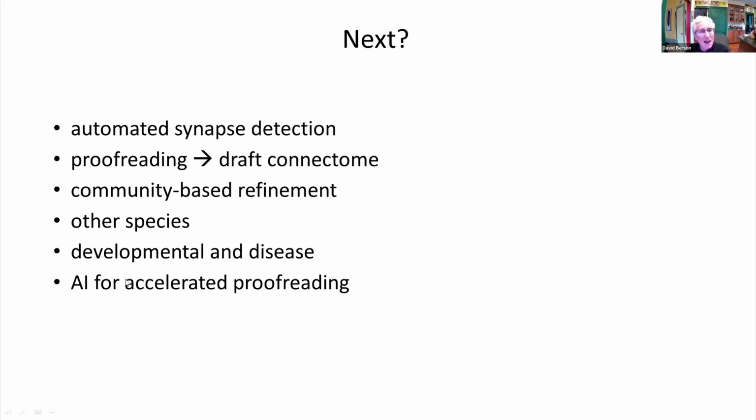We have plans for the future. We're going to get automatic synapse detection going in this volume. We're trying to build towards a real first draft connectome with the mouse retina and then refine it through the community. We want ultimately to extend this to other species, look in development, look in disease. And we talked to Norma just a minute ago about the possibility of using AI to accelerate this proofreading process for the segmentation.